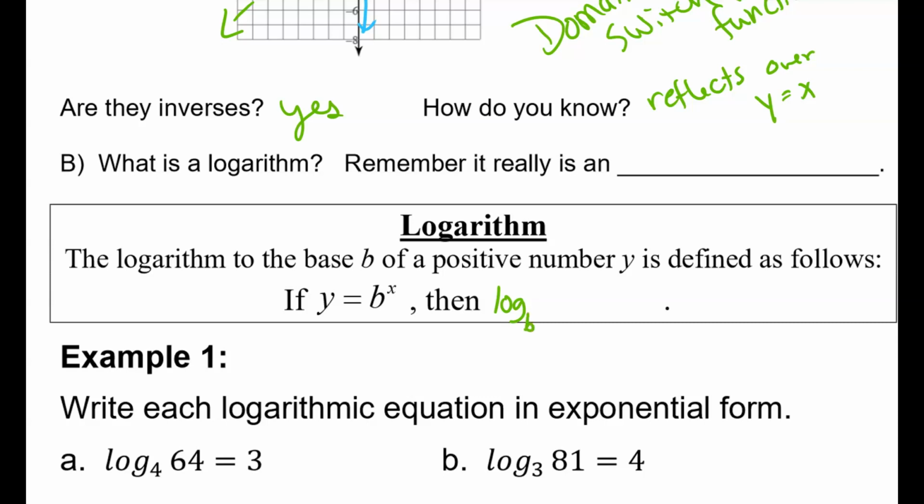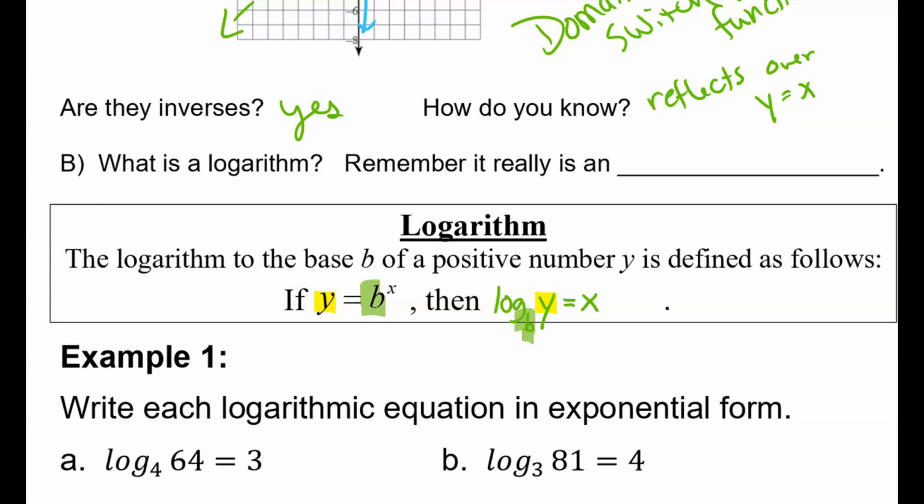Base b, so it's a subscript, which means it goes down, of y is equal to x. Now, I want you to notice some things. Look where y is located. Different things. Look what your base value is. Your base value is what's being raised.